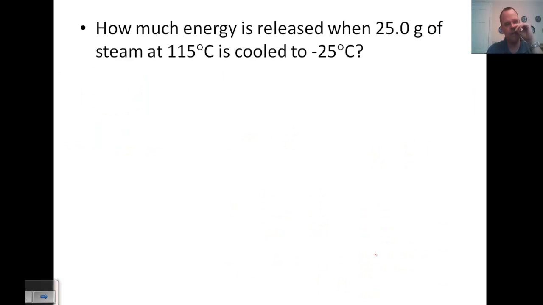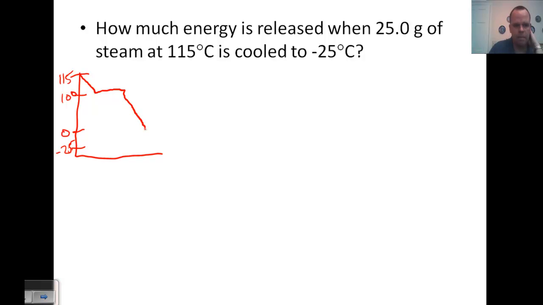Okay, one more problem. How much energy is released when 25 grams goes from 115 to negative 25? So once again, draw a graph. Start at 115. It's our high value. Negative 25 is our low value. Then we know there's two phase changes that happen in the middle here, 0 and 100. So it's going to drop, flat, drop, flat, drop. This section has 1, 2, 3, 4, 5 pieces, so we're going to need 5 equations.